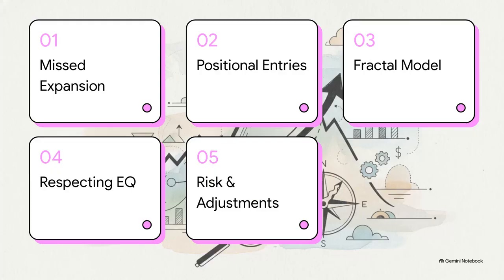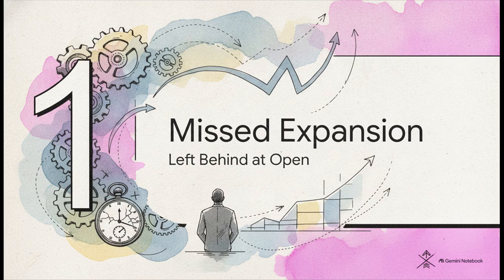Here is our quick roadmap for today. We're going to start by unpacking the missed expansion problem. Then we'll properly define what a positional entry actually is and walk through the strict fractal model checklist you need to follow. After that, we'll get into the critical nuance of respecting market equilibrium. And finally, we'll wrap things up with some essential risk, reward, and adjustment tactics. All right, kicking things off with part 1, the missed expansion problem, or getting left behind at the open.